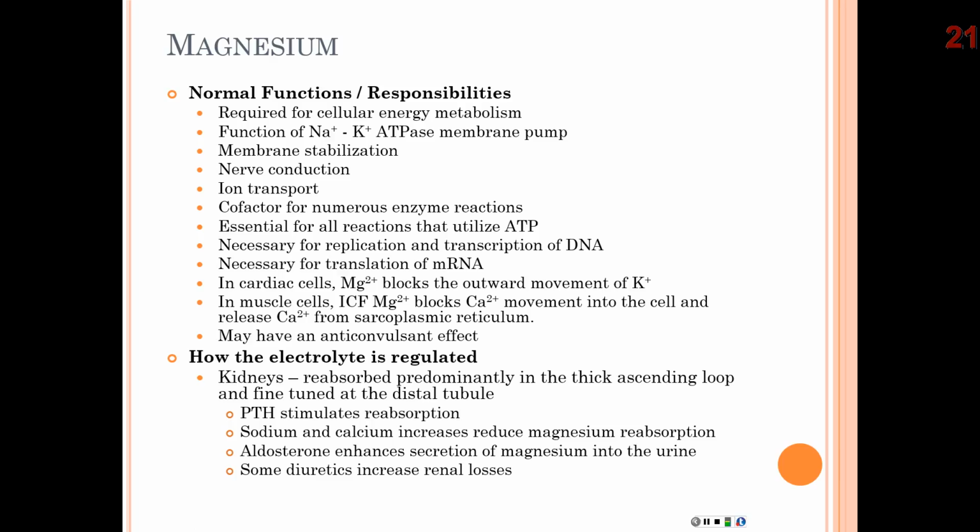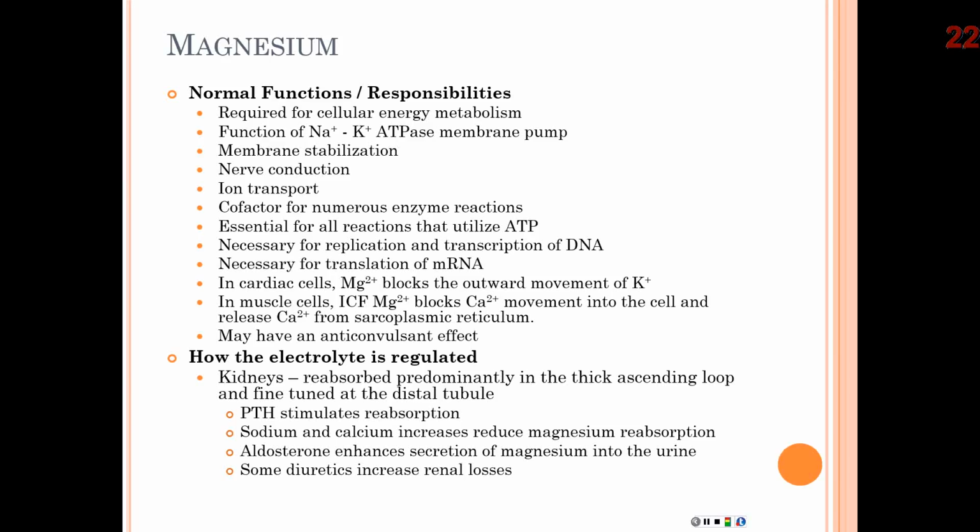In other words, we don't let in too much calcium. We don't let too much calcium be released from the sarcoplasmic reticulum. In cardiac cells, it doesn't let too much potassium out. So at normal levels, this is a normal function. So that's the part to understand in normal.